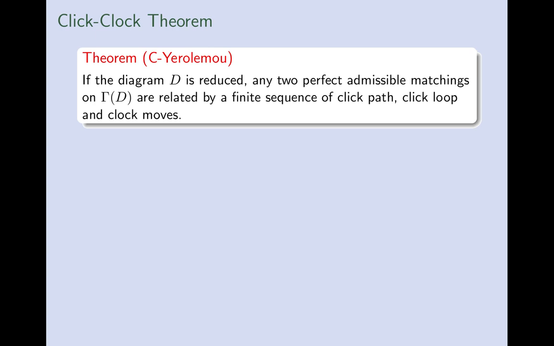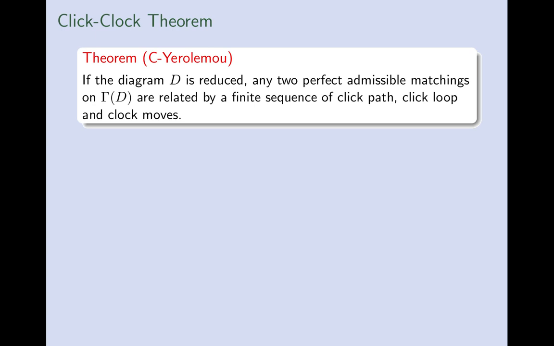But the intuitive idea is that D is not reduced if it's clearly the diagram connected sum of two smaller knot diagrams. So if we start from a reduced diagram like this, then any two perfect and admissible matchings on its state graph will be related by a finite sequence of click path moves, click loop moves, and clock moves.